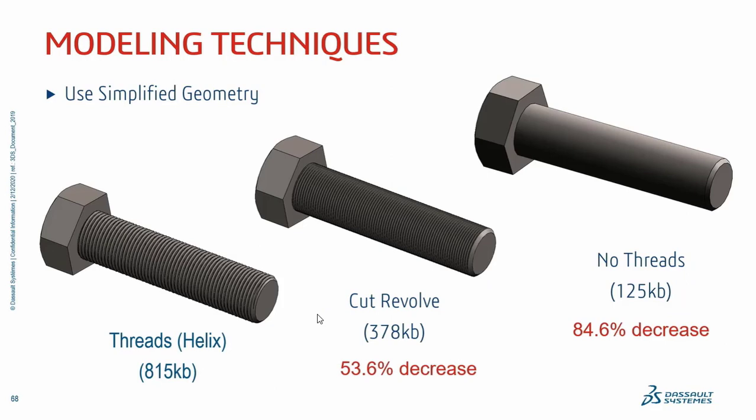Second modeling technique, use simplified geometry. Okay, I have seen a lot of users use the thread feature or cut revolve feature to create the threads for the bolts. Okay, it is not necessary because we are not manufacturing those parts. Okay, we just purchase them from the market. We are not creating drawings also. If you want to add threads-look feature, just give the cosmetic threads.